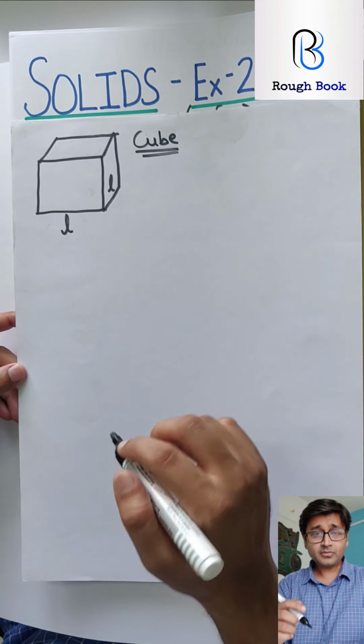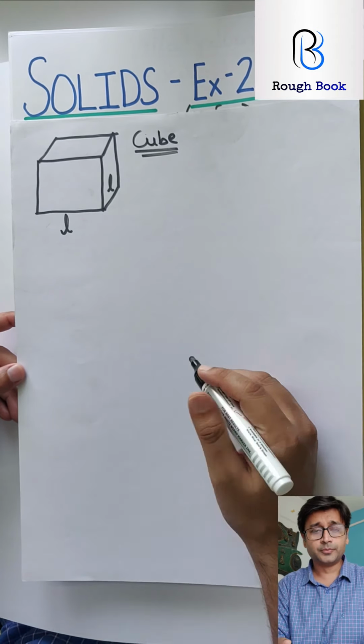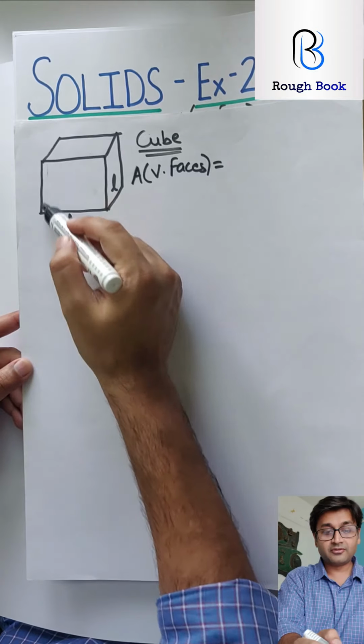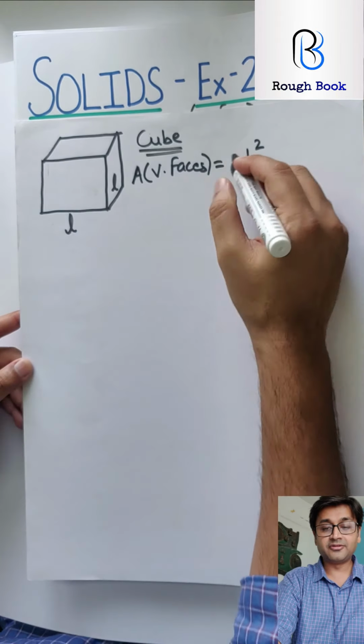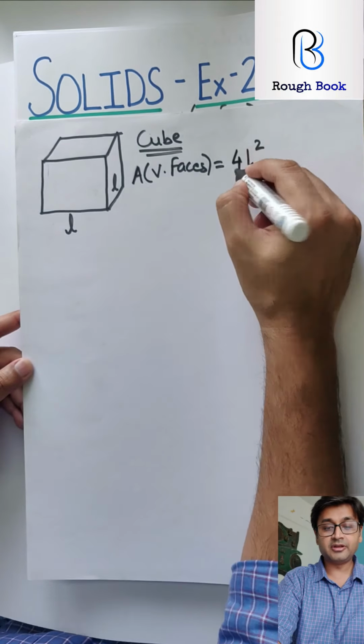Okay, now let's consider a room. In a room you have four walls, you have the ceiling, and you have the floor. So you got six faces. How many faces? Six faces. So when you want to find only the four vertical walls, that will be called the surface area of vertical faces. Four vertical faces. One vertical face is L into L, so L square. Four vertical faces will be 4L square.